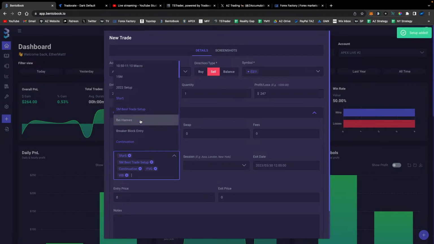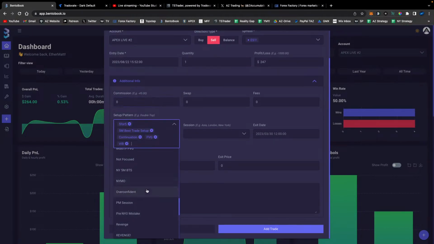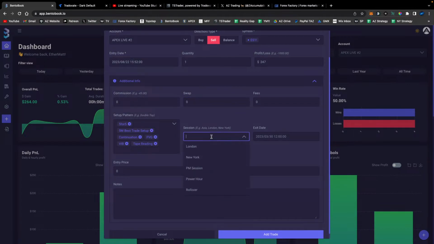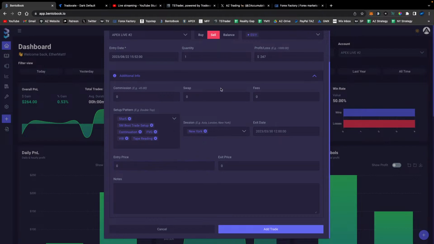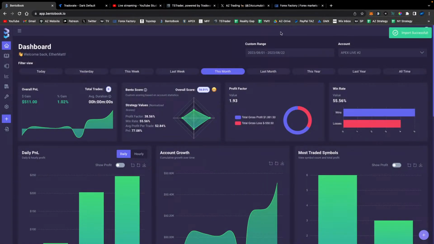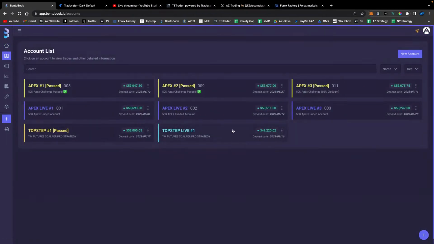VIP. Make it quick. We use the tape reading. I think that should be it. Yep. New York session. 247. We already pasted that screenshot. Done. Add trade. Nice. 250, 250. So yesterday on all 3 accounts, I managed to make those 250.